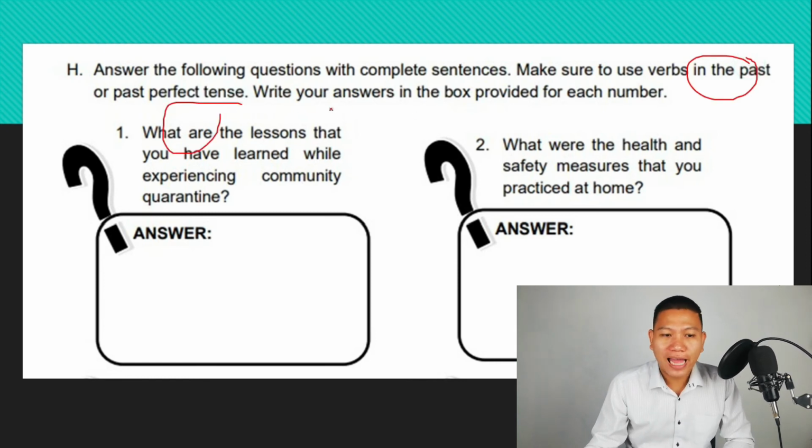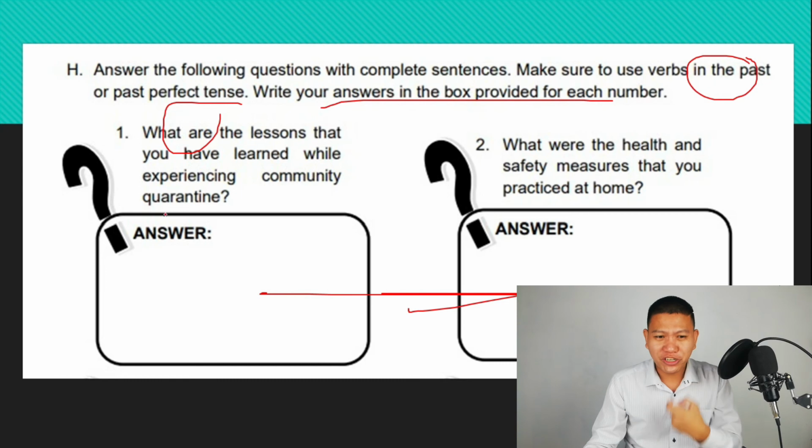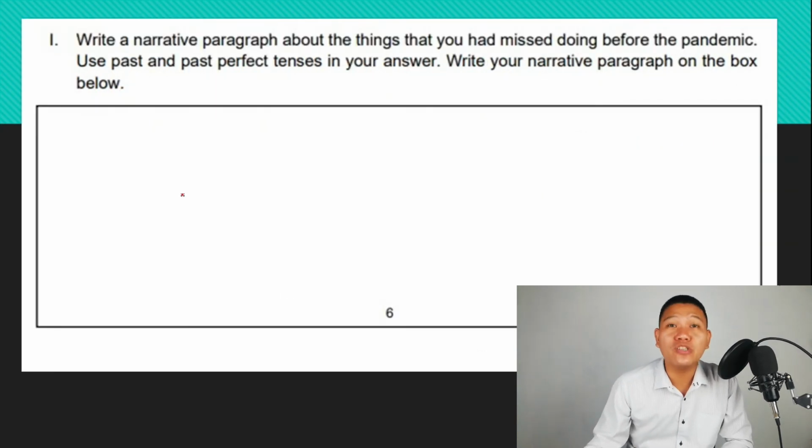Letter H. Answer the following questions with complete sentences. Make sure to use verbs in the past or perfect tense. So it's either past or past perfect. It depends upon your decision. Write your answers on the boxes provided. What are the lessons that you have learned while experiencing community quarantine? So it's your personal answer. No wrong answer. Just make sure you follow the form of past or past perfect.